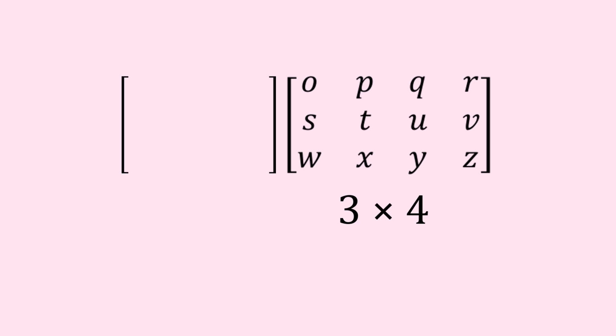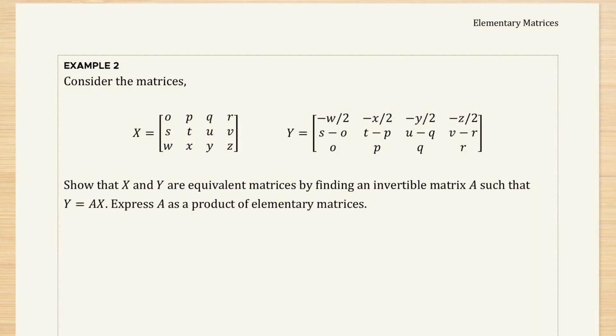Since A will be on the left side of X, A will have to be something by 3 in order to multiply X. We're told that A is invertible, therefore A would have to be a square matrix. A is 3 by 3. We're also told to express A as a product of elementary matrices.